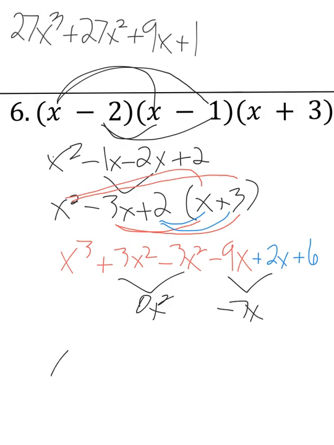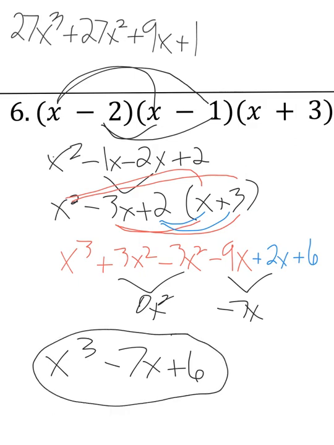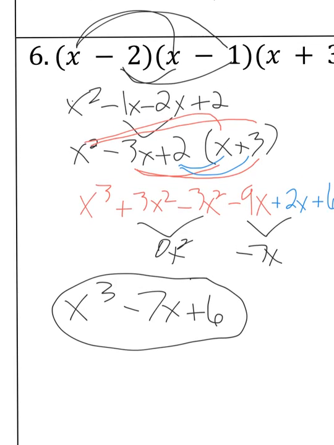So let's write our final answer. X to the third, I don't have to write anything to the second power, so x to the third minus 7x plus 6 is the final answer. So no shortcuts to that, just because there were 3 different binomials, whereas the previous 2 was the same thing done to power 3 or power 4. But yeah, that's all there is to that one.